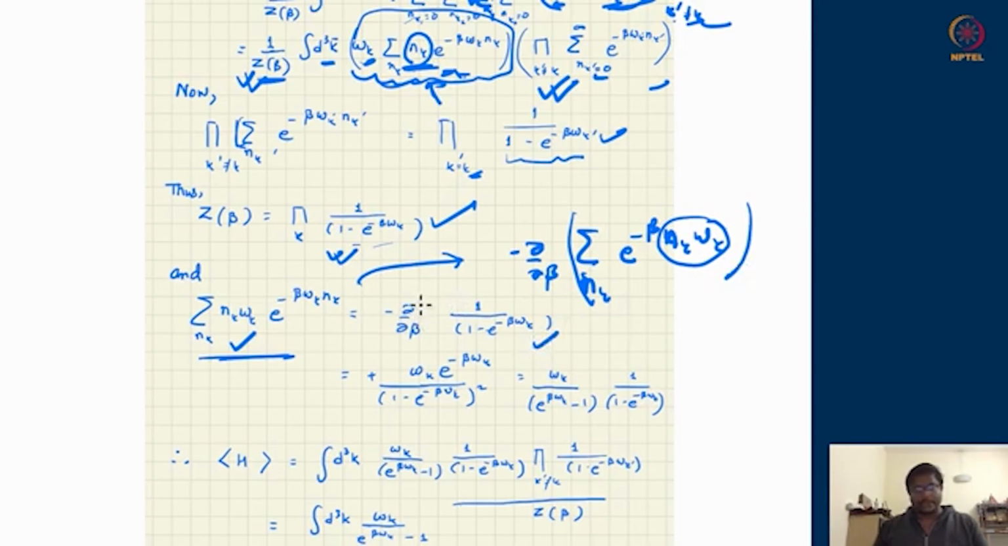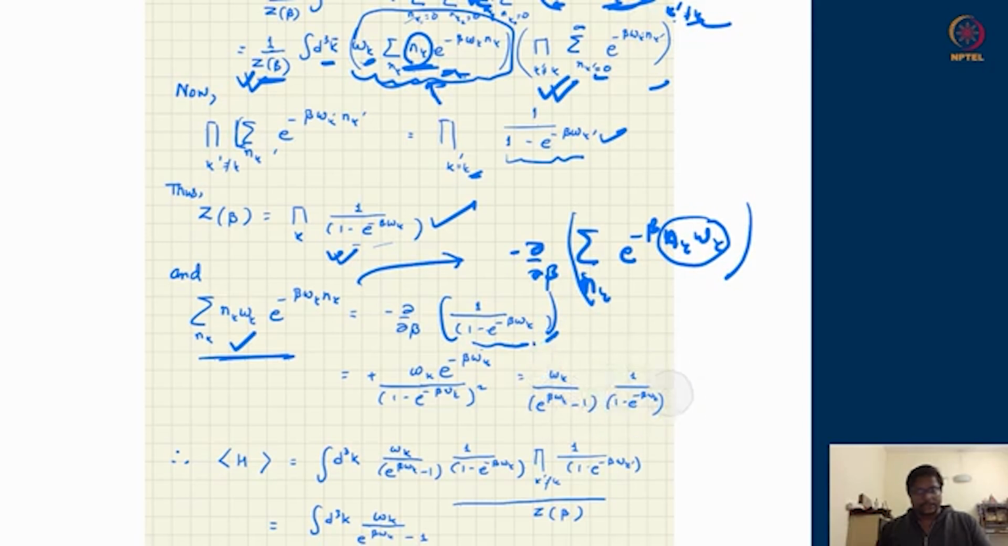So that means I have to do a derivative of the whole quantity here with respect to beta, with a minus sign. You do that, you will get omega k e to the power minus beta omega k in the numerator and 1 minus e to the power minus beta omega k whole square in the downstairs. The exponential derivative goes on the top, which is this, which can be separated neatly as this factor and 1 over e to the power beta omega minus 1. Which you can convince yourself is equal to that.